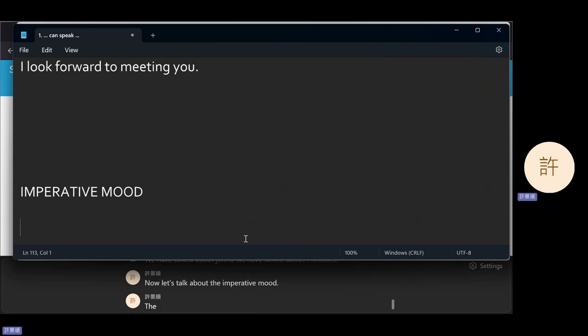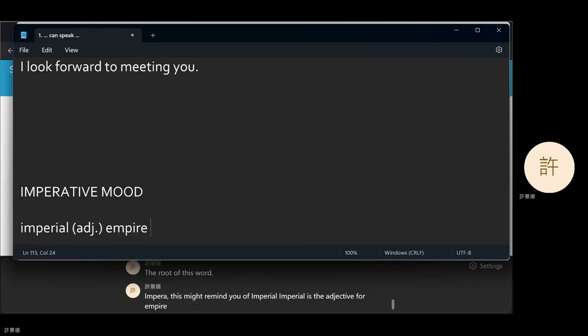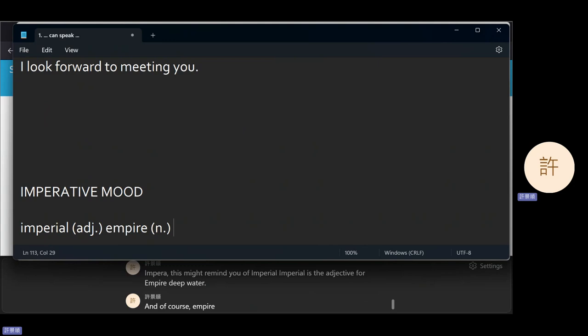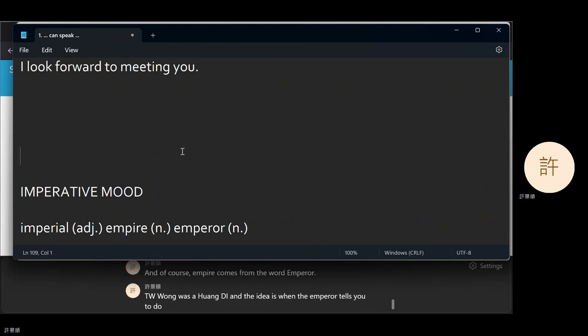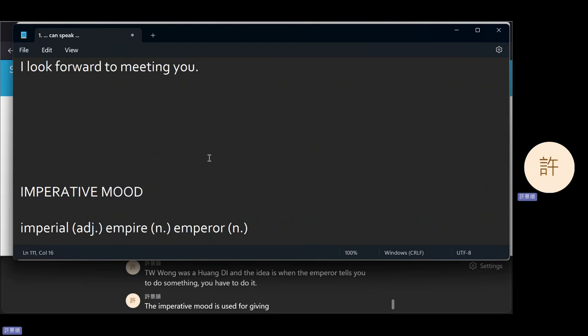The imperative mood, imperative in daily English, means very important. The root of this word, impera, this might remind you of imperial. Imperial is the adjective for empire, 帝国的. And of course, empire comes from the word emperor, 帝王或是皇帝. And the idea is when the emperor tells you to do something, you have to do it. The imperative mood is used for giving orders as a 祈使句.